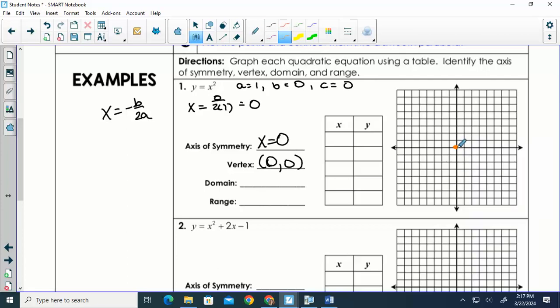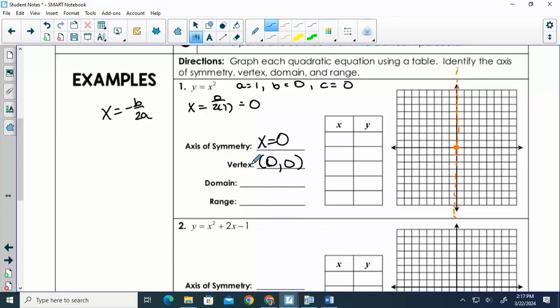Can you tell me if this will open up or down? Because it's positive x squared. We know the axis of symmetry is x equals 0, so it's right here. But let's say I need a more accurate graph than just a single point. We can make a t-chart. We did this back when we first started graphing lines.